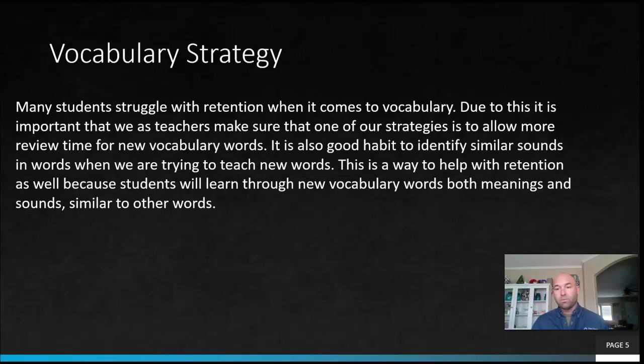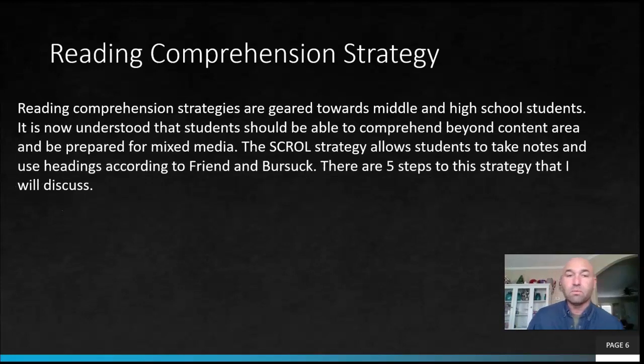We can also have them, with this strategy, look at the sentence around the word and determine what makes sense and what doesn't. So again, visual aids are the key. We can have posters, we can have videos, anything to help them remember. If we move on to reading comprehension, we'll look at the SCROLL strategy.